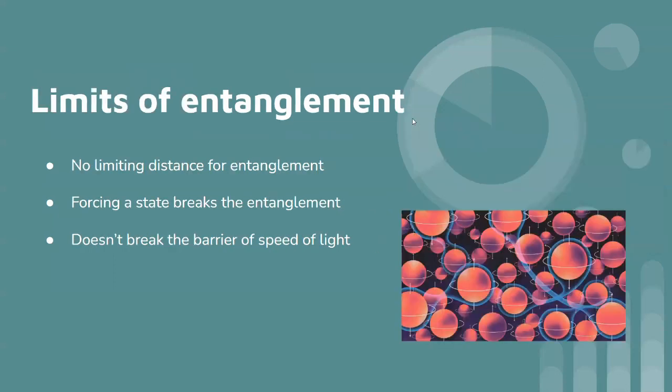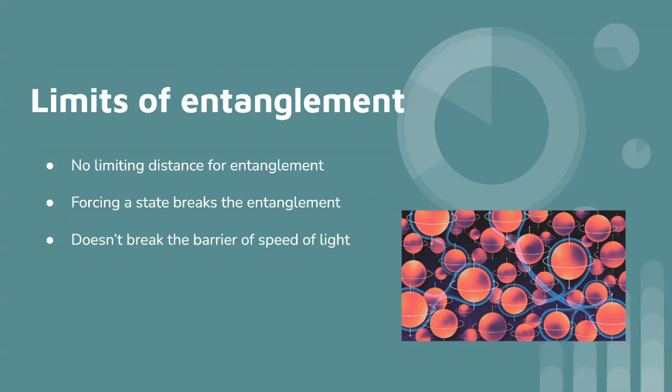So now that we've covered the basics of how that works, we'll talk about the limiting factors of entanglement. We know that particles depend on one another, especially their spins. So is there any distance that it maxes out at or just stops working? And the answer is no, surprisingly.